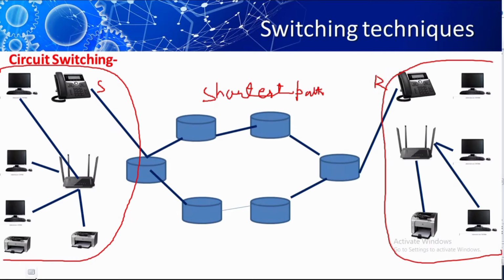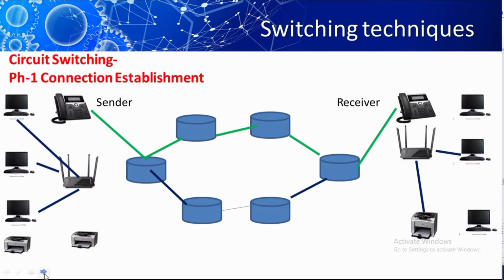There are three phases in circuit switching. First one is connection. First, a connection will be established between the sender and the receiver. You can see the green line which shows the path between the sender and the receiver. There are many paths between sender and receiver, but the best path will be chosen first.